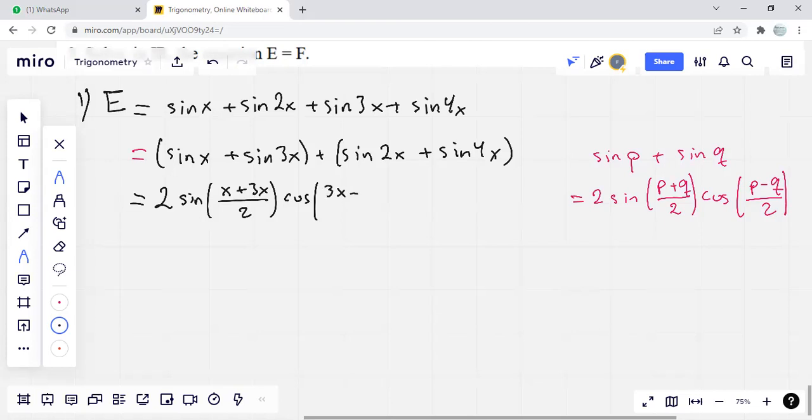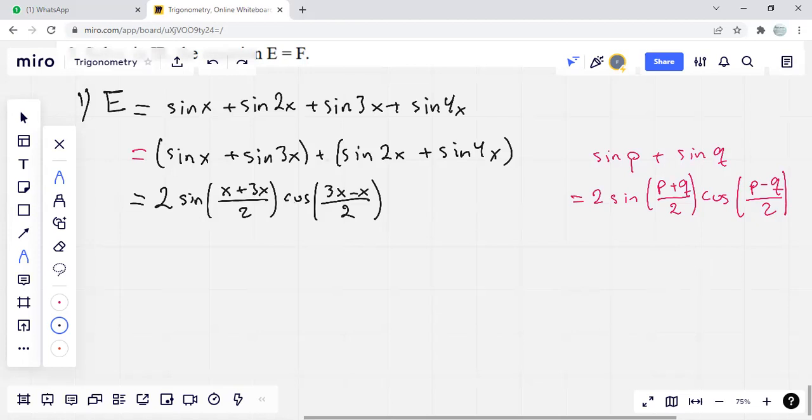Okay, it's the same if we did x minus 3x or 3x minus x, it's the same in this rule. They will both give us the same result, because we can say that it is sine x plus sine 3x, or we can say that it is sine 3x plus sine x. And the reason that this will not differ is that cosine of minus alpha is the same as cosine of alpha. So inside the cosine here, it's okay if we flip the sign of the angle. Okay, so now let's continue.